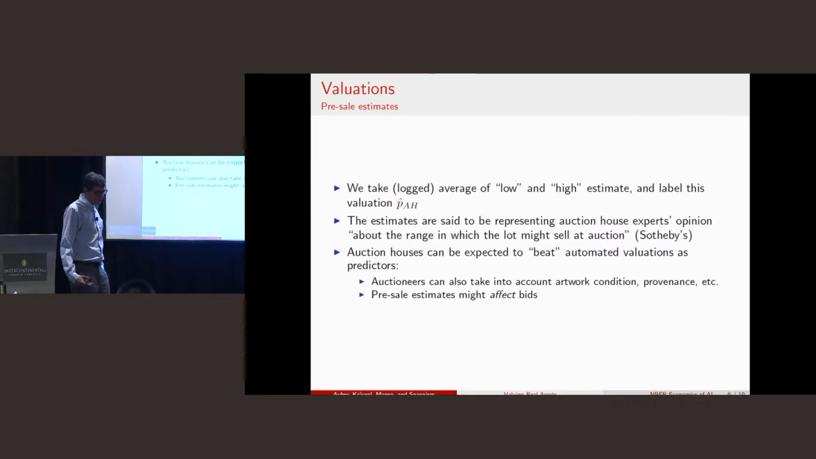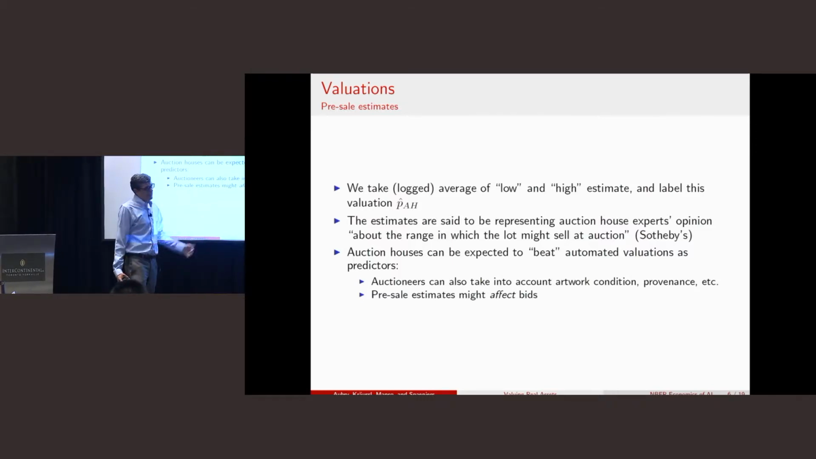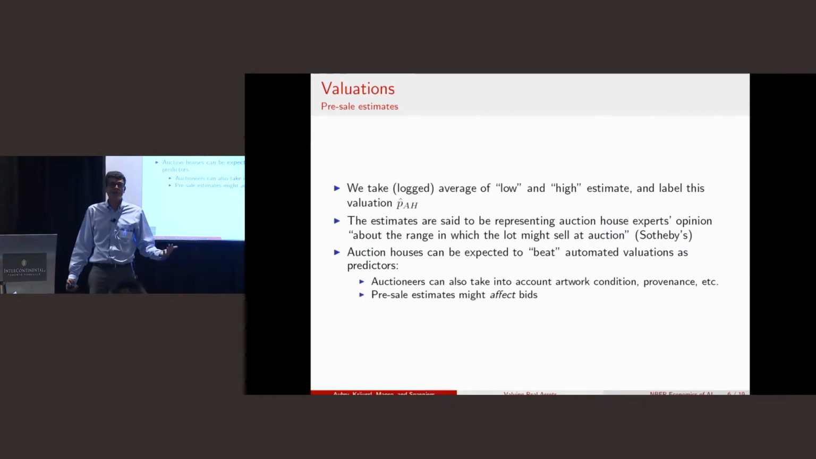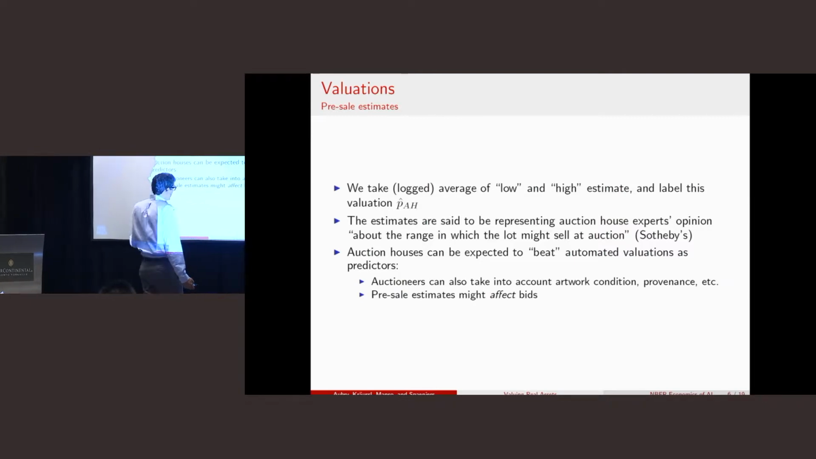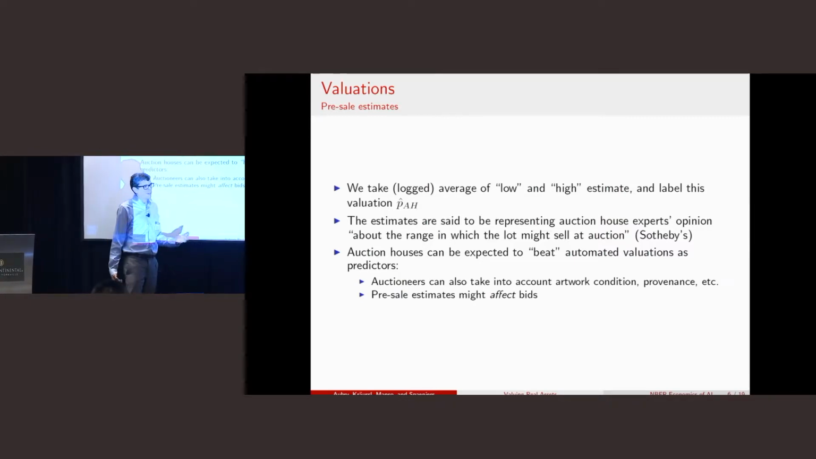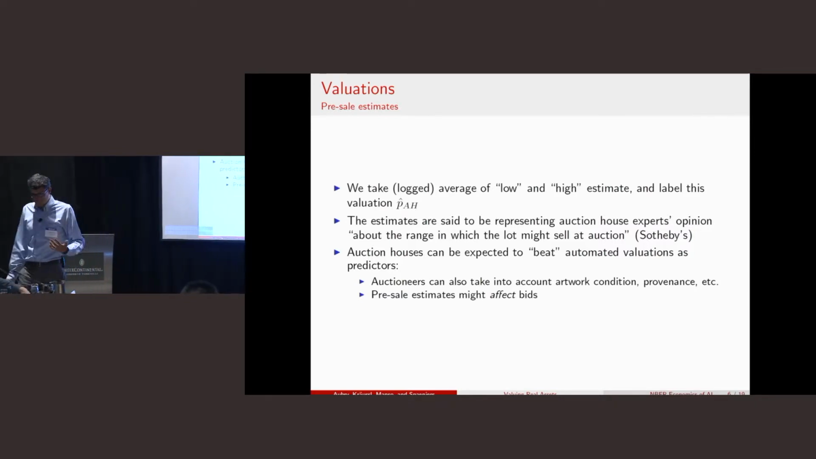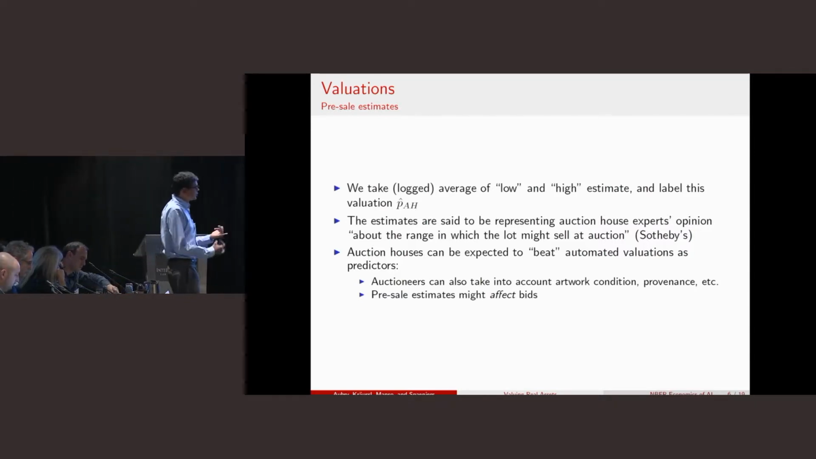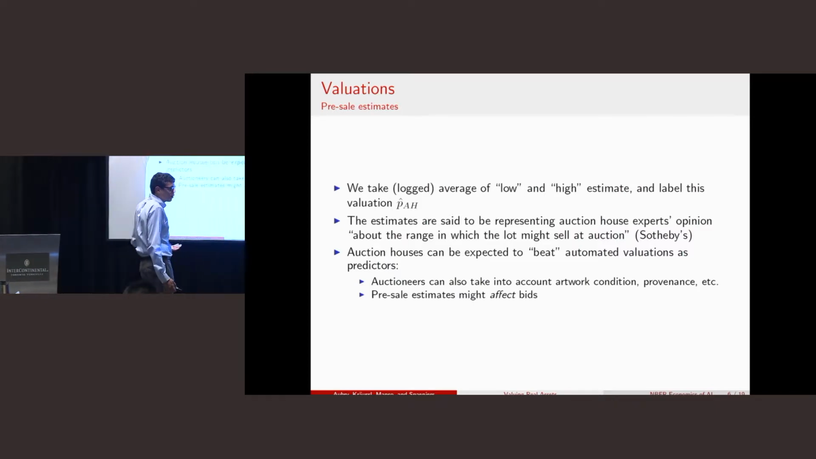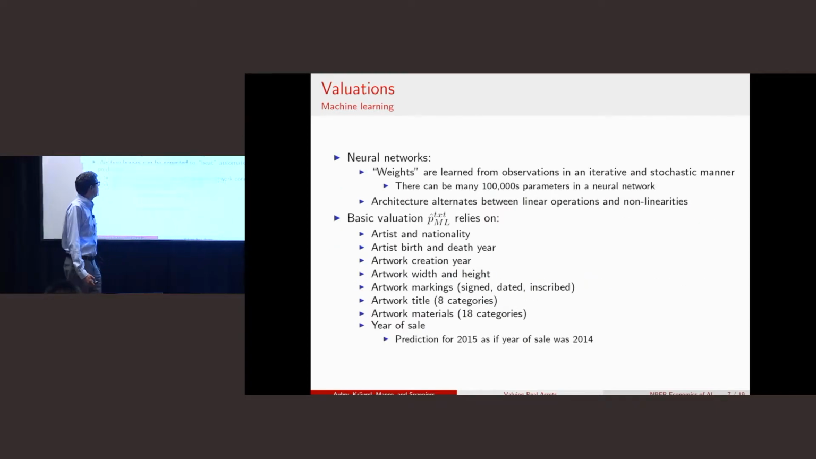Now, there are reasons to believe that the auction house can do better than machines. For example, one may think that these estimates actually will affect the bids because they are publicly available. So once investors in this market see the estimate by the human, that can actually affect their bids, and therefore they may be able to perform better than machines. Not only that, auctioneers have some information that we're not giving to the machine because we don't have it: the artwork condition and the provenance of the artwork.